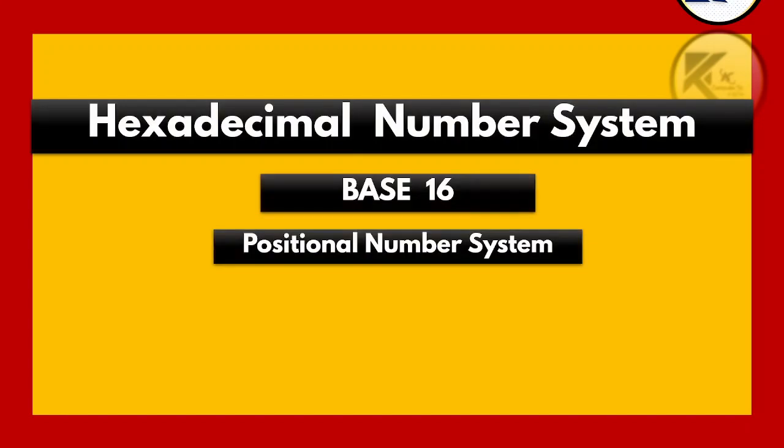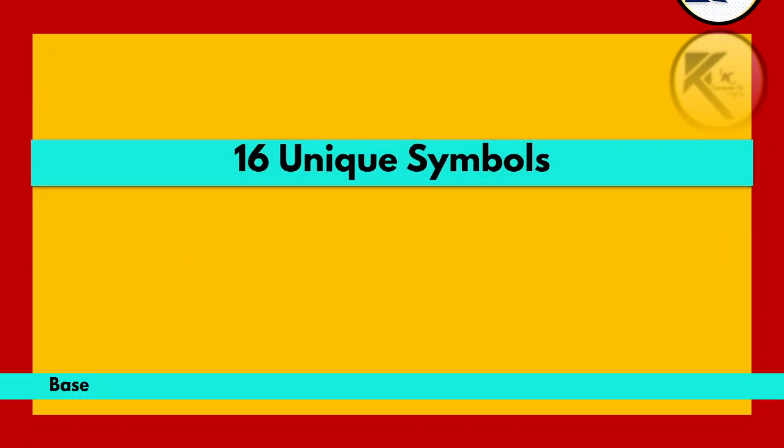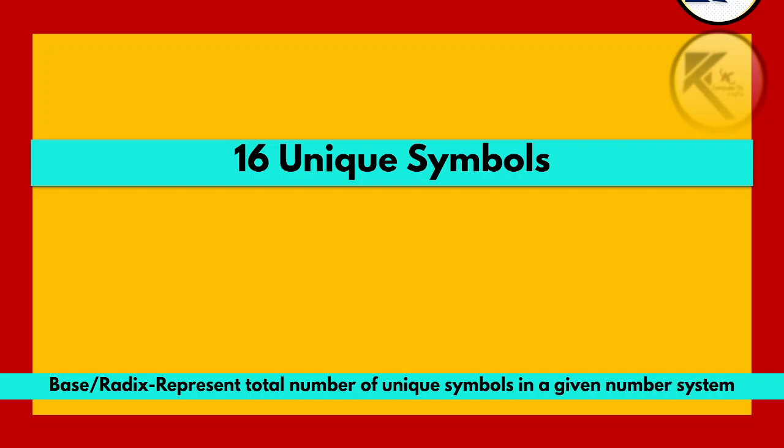hexadecimal numbers. So it is a base 16 number system, and secondly, it is a positional number system. What is meant by base 16? It has 16 unique symbols. Base is also called radix. It represents the total number of unique symbols in a given number system.